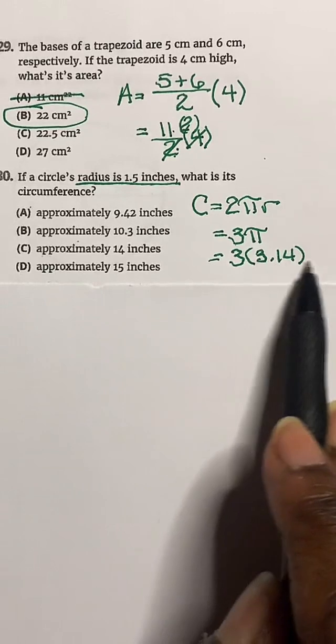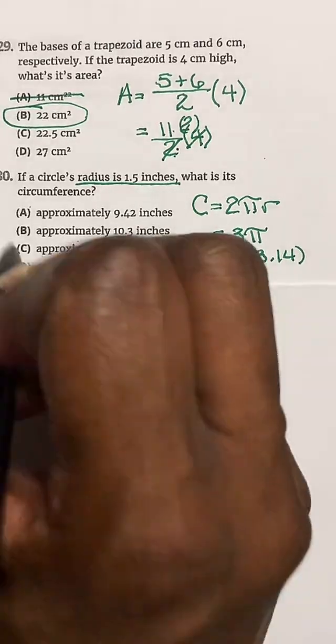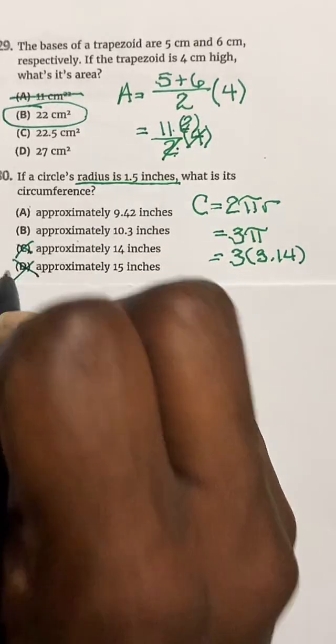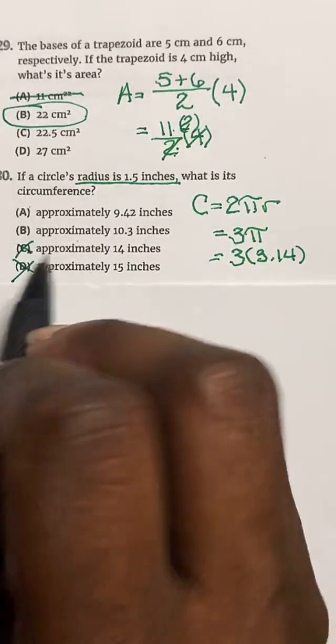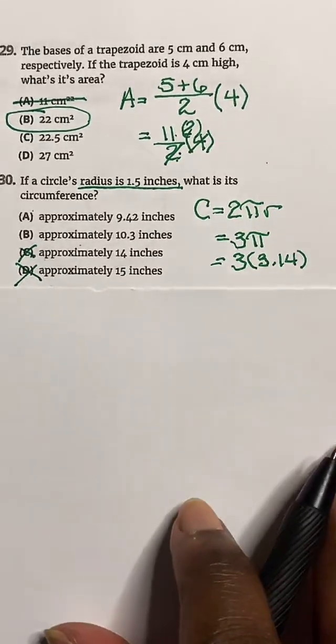And I know if I expand it, it's going to be a little bit more than 9. So it can't be C. It's not going to be 14. It can't be D. It's not going to be 15. It may be if I round it, but it's probably not.